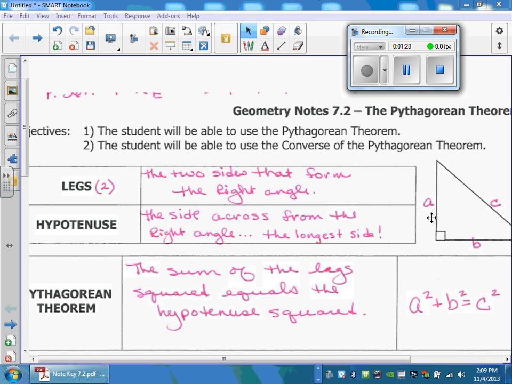So now what is the Pythagorean theorem? Well, Pythagoras says the sum of the legs squared equals the hypotenuse squared. Take some time and write this down.